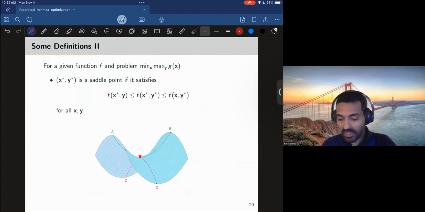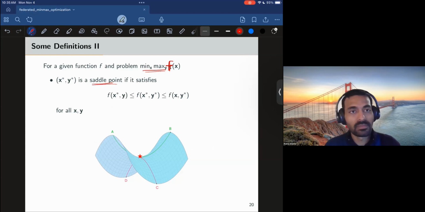Okay, just one more definition. So when we are considering min-max problems, this should be F here. You would recall that when we were solving minimization problems, we were concerned with minimizers or optimum points. In the case of min-max problems, the optimum is called a saddle point.